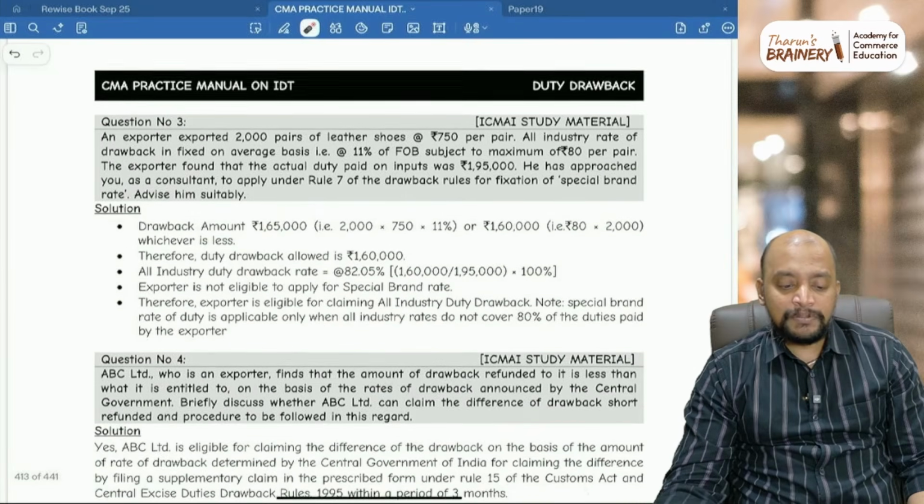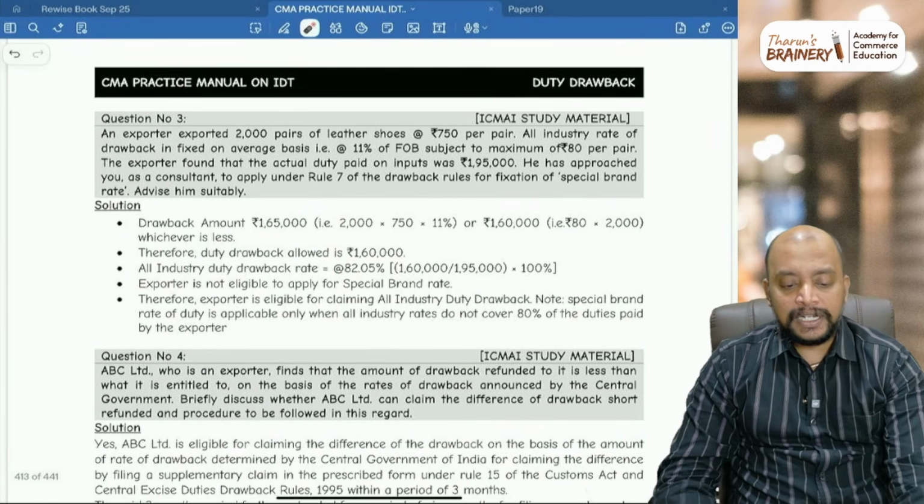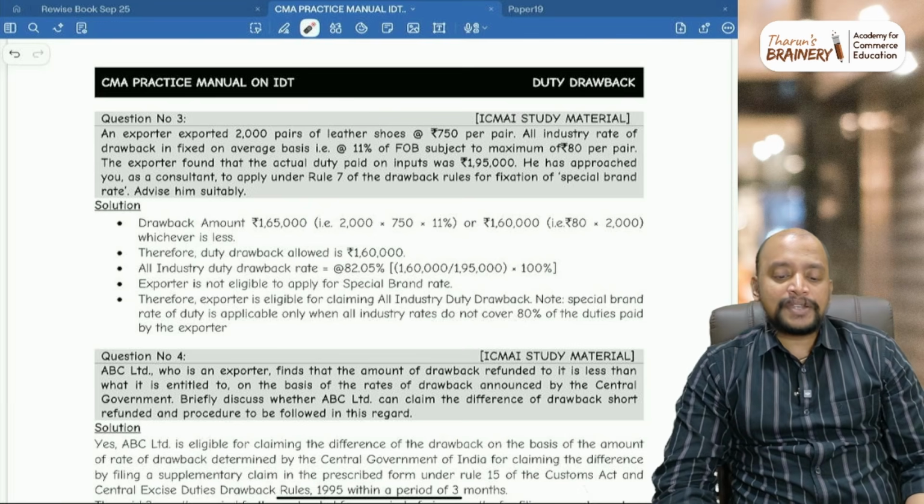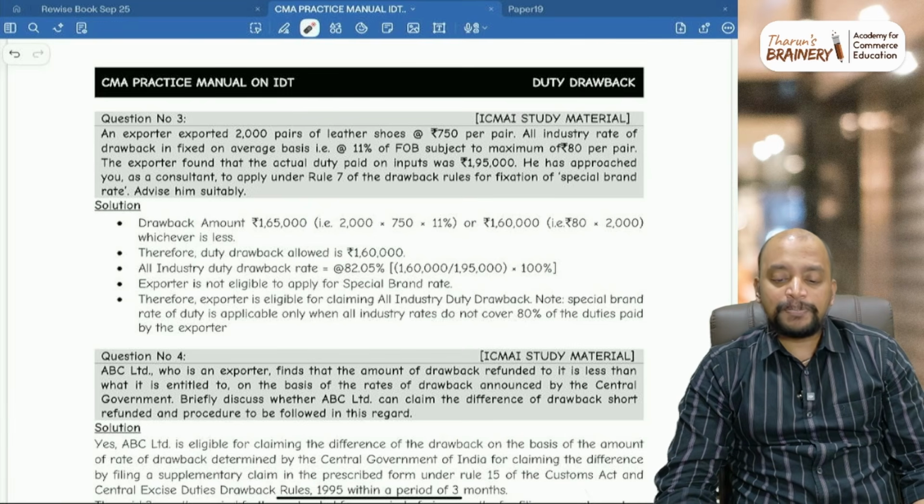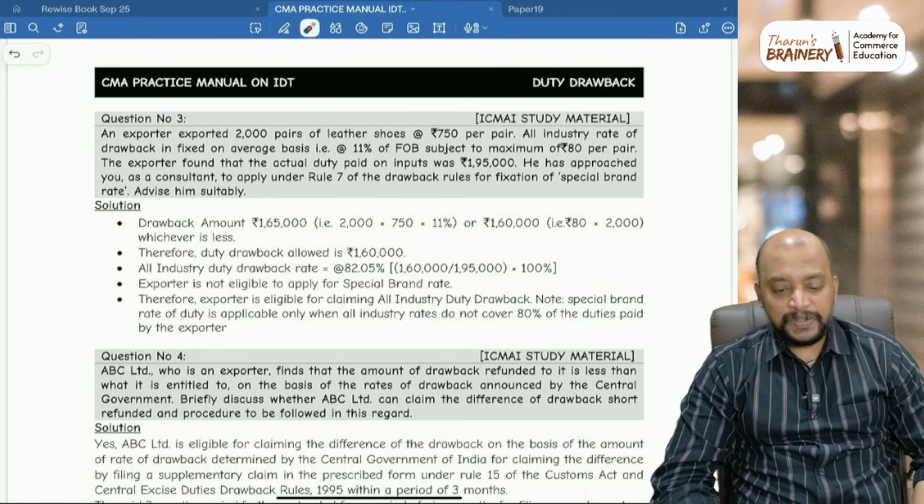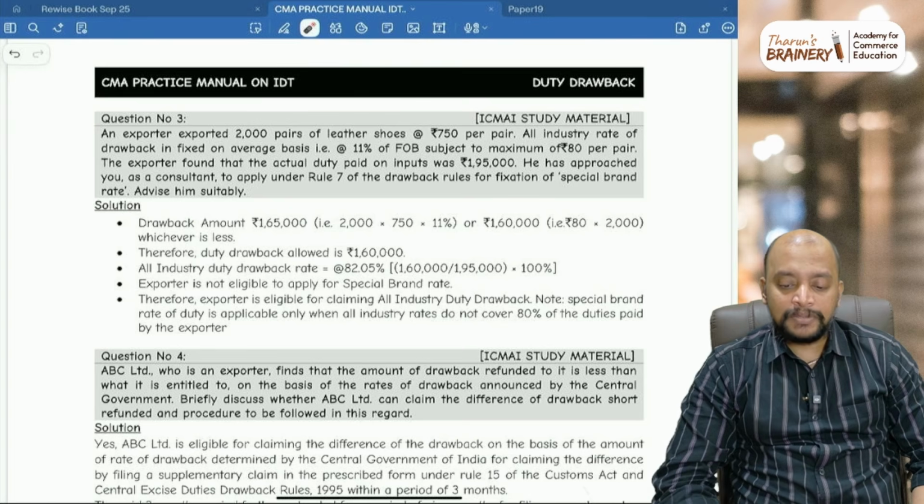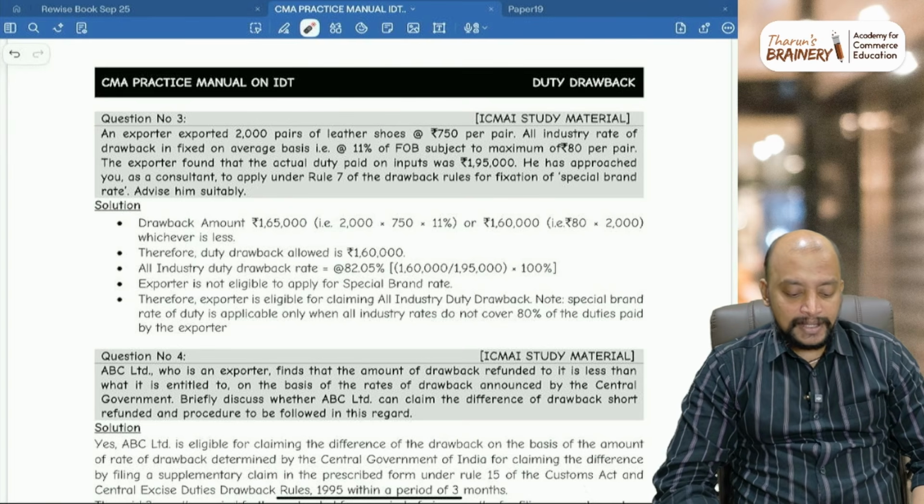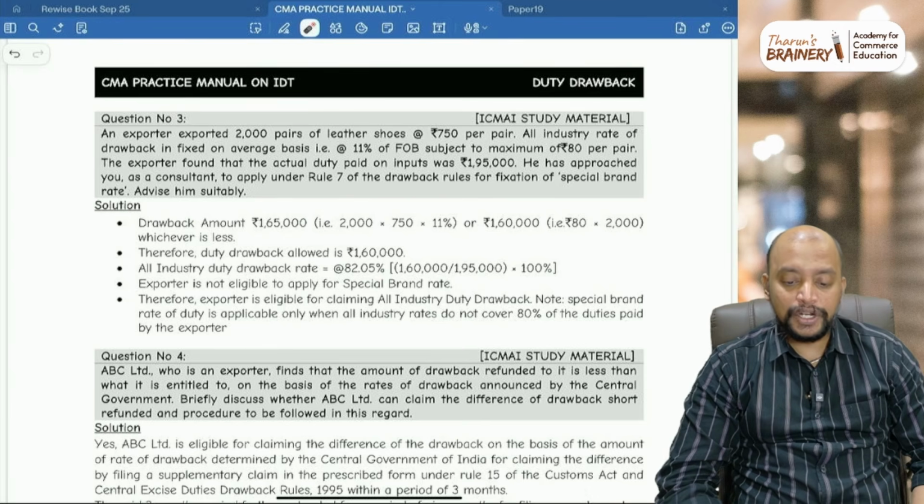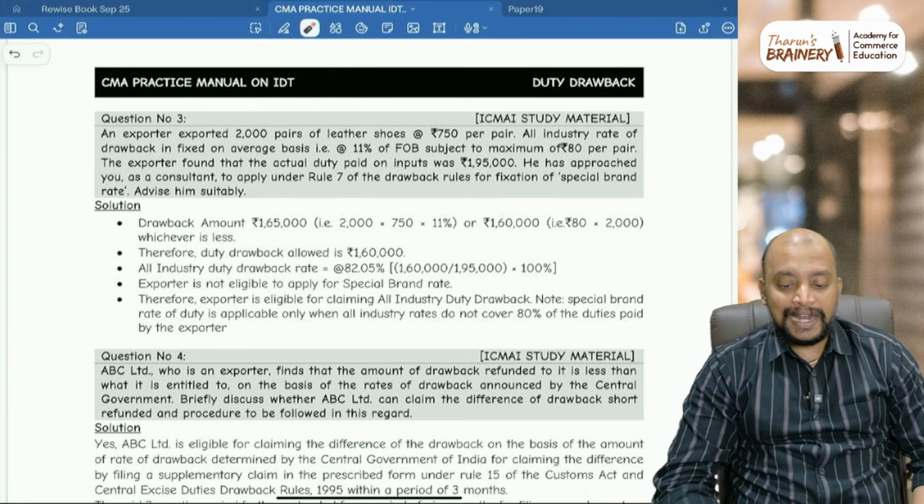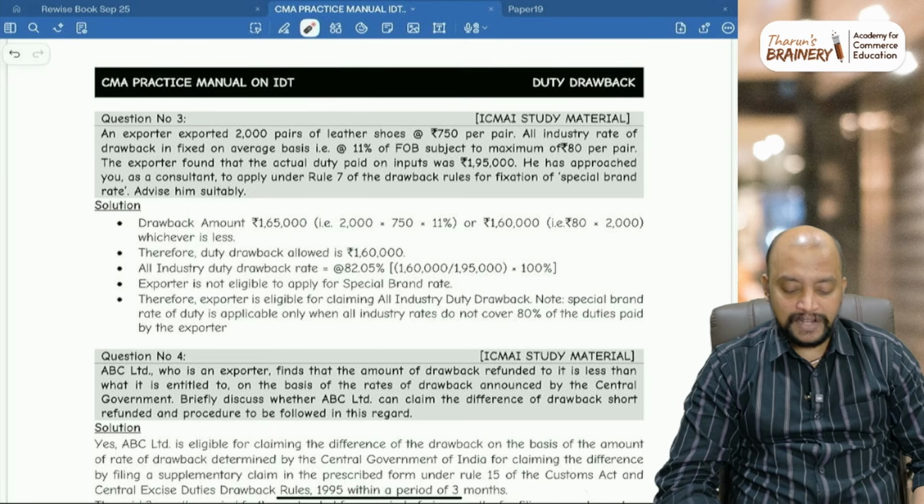Then question number 3: an exporter exported 2000 pairs of leather shoes at 750 per pair. All industry rate of duty drawback is fixed on average basis, that is 11% of FOB, subject to a maximum of 80 rupees per pair. The exporter found that the actual duty paid on inputs was 1,95,000. He has approached you as a consultant to apply under Rule 7.